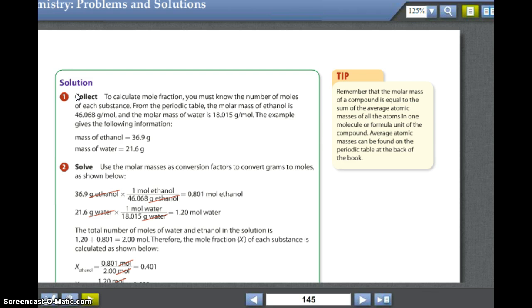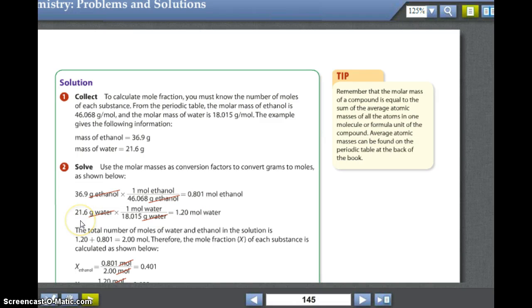From the periodic table, the molar mass of ethanol is 46.068 grams per mole, and the molar mass of water is 18.015 grams per mole. They started out with grams. We need to convert it to moles. So if I take my 36.9 grams of ethanol, put the molar mass on the bottom of the next fraction, my grams cancel off, and I get 0.801 moles of ethanol.